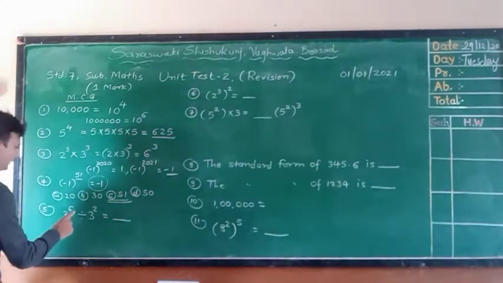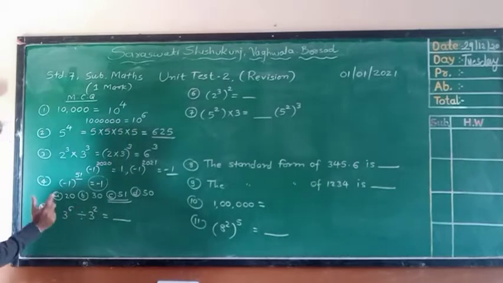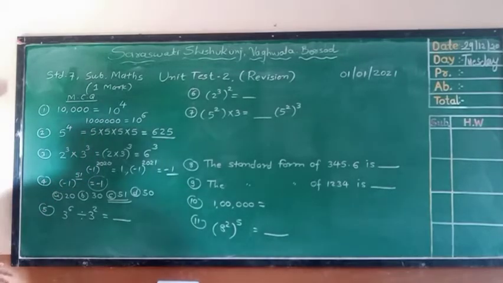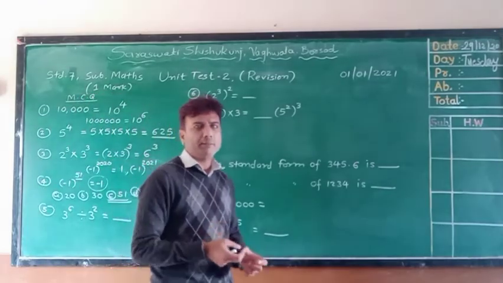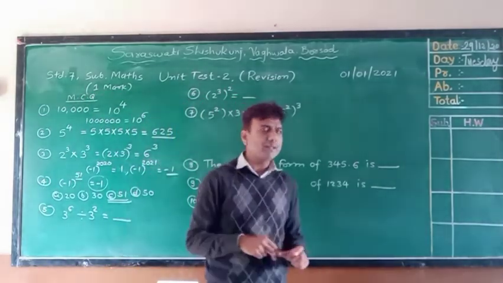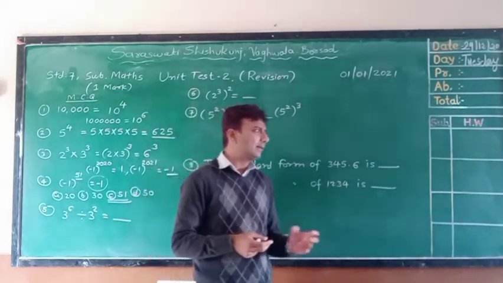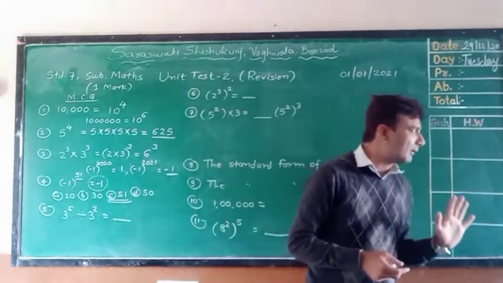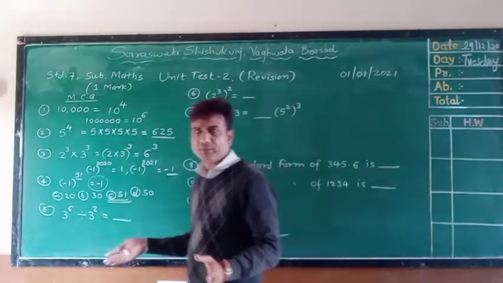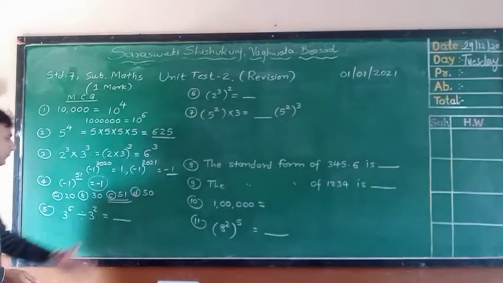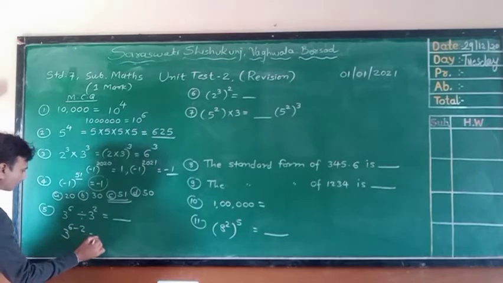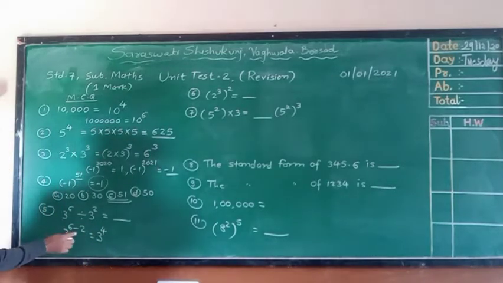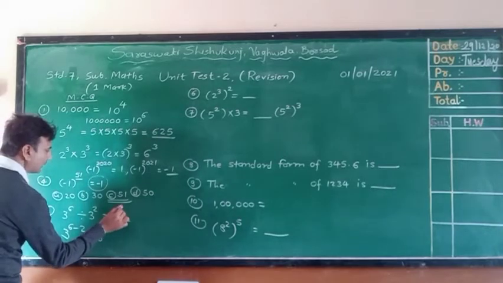Now this type: 3 raised to 6 divide 3 square. In this case we can observe both bases are the same, so we have to apply our division formula. In the multiplication formula we know same base, multiplication, sum of their powers. In the division rule we apply the same base, division, subtraction of their powers. Here division means we have to do subtraction. Same base, division, subtraction of their power. See, 6 minus 2 is 4, and the base is 3. So our answer is 3 raised to 4.